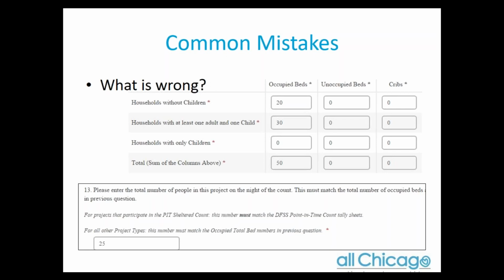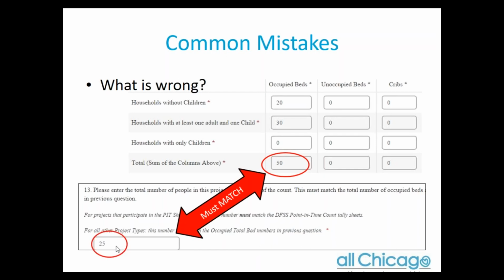For my programs that are participating in the DFSS point-in-time count, this is particular to them. But for all other programs, as you can see on your screen, this number has to match the number of occupied total beds in the previous question. So they went ahead and listed 25. As you can see, this 50 does not match that 25. So just make sure that you remain consistent and ensure that the questions are being answered the same.